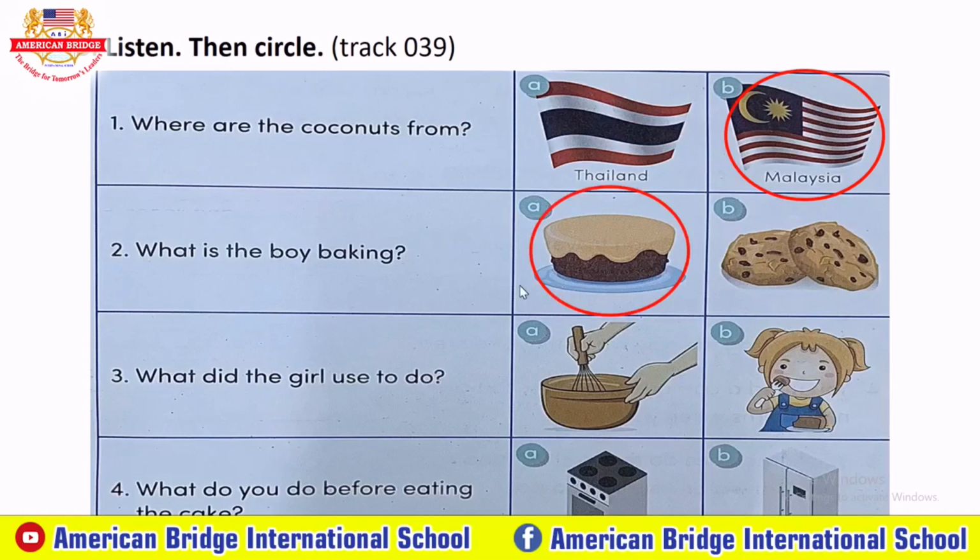Okay. Next is number 3, what did the girl used to do? A or B? Okay, the correct answer is letter B. Very good. Our last one. 4, what do you do before eating the cake? You need to go to the fridge or you need to go to the oven. Okay, so before eating the cake, you have to go to the oven. In order to make a cake, we need to bake it first, right?